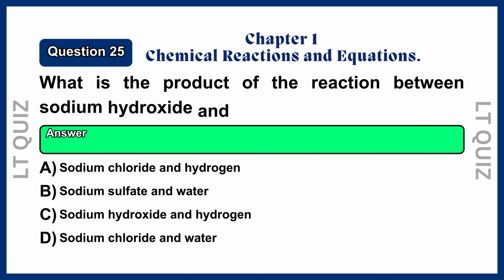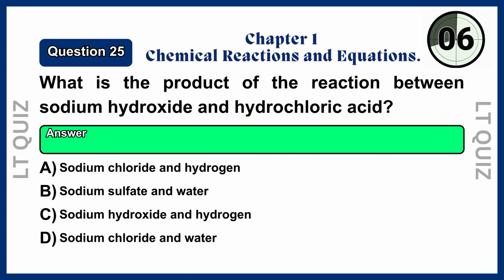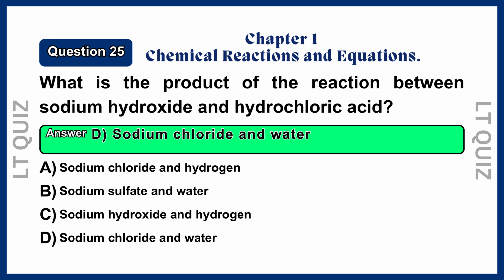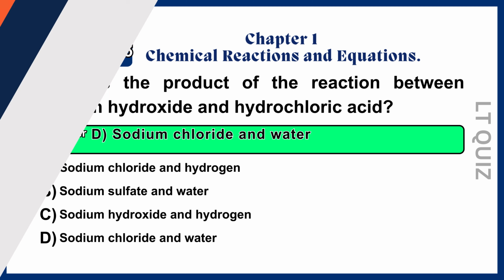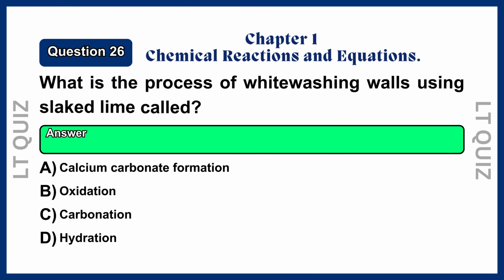What is the product of the reaction between sodium hydroxide and hydrochloric acid? The correct answer is option D, sodium chloride and water. What is the process of whitewashing walls using slaked lime called? The correct answer is option A, calcium carbonate formation.